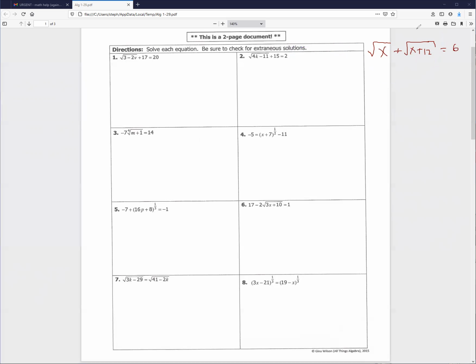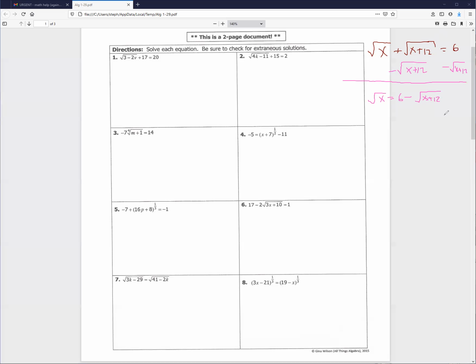What we are going to do first is isolate one of these square roots. So I'm going to say, let's subtract this square root from both sides. We could have subtracted the other one. That's perfectly fine as well. This way is going to be a little simpler for reasons that hopefully will become obvious in a second. So we're going to say square root of x equals 6 minus the square root of x plus 12.